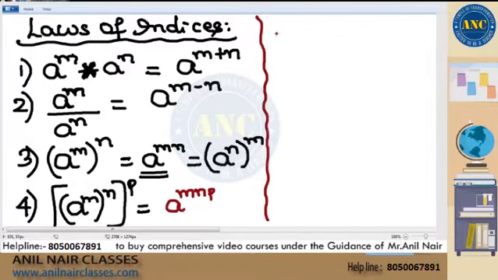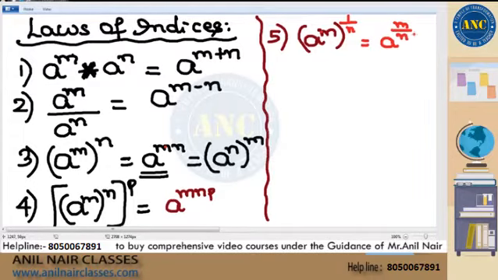This is another law of indices. Suppose, for example, I have a power m, and the power of the other parameter, that means the power of the power, is a number or a variable called n, in the fractional form 1 by n. It makes no difference again. I can still write it as a power m power n, which is a power m into n. Here the n value is 1 by n, so m into 1 by n, which is m by n, right? Whether the power is a fraction or a whole number, it makes no difference.